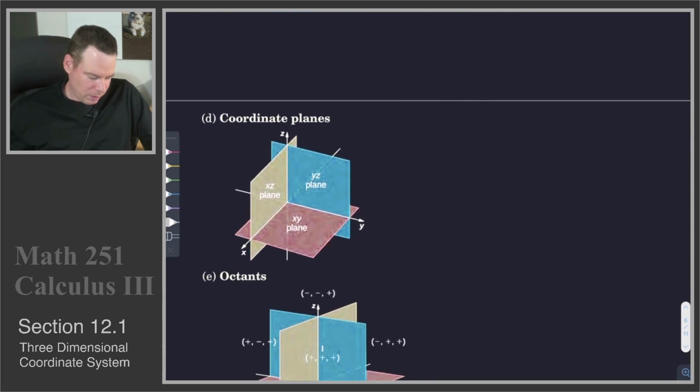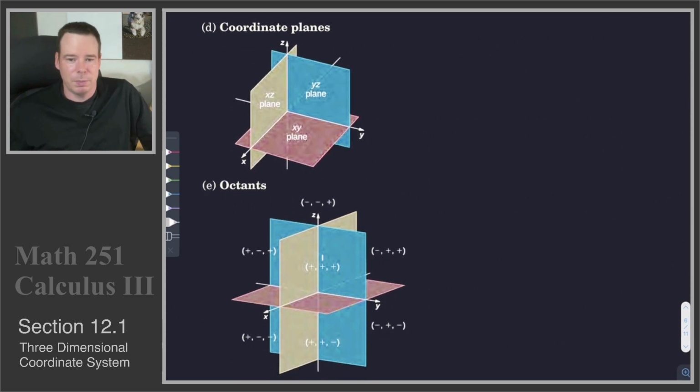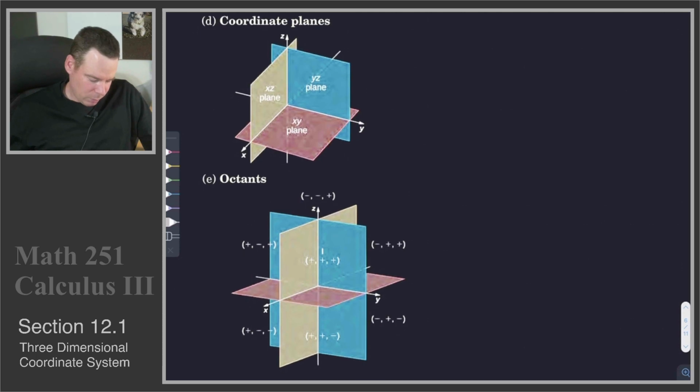Okay, so there's our three coordinate axes. What they do is they create, for any pair of them, a plane. So these are the three coordinate planes, the xz plane, the yz plane, and the xy plane. Those planes split the space up into 8 regions called octants, and the octants are described by where the x, y, and z values are positive or negative.